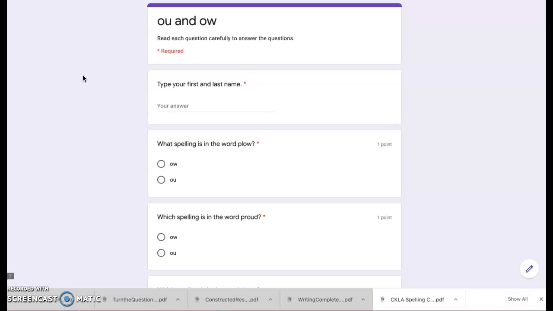So the first thing you need to do is type your first and last name. Do that now. The first question says, what spelling is in the word plow? So does plow have O-W or does it have O-U? Choose your answer. What spelling is in the word plow?